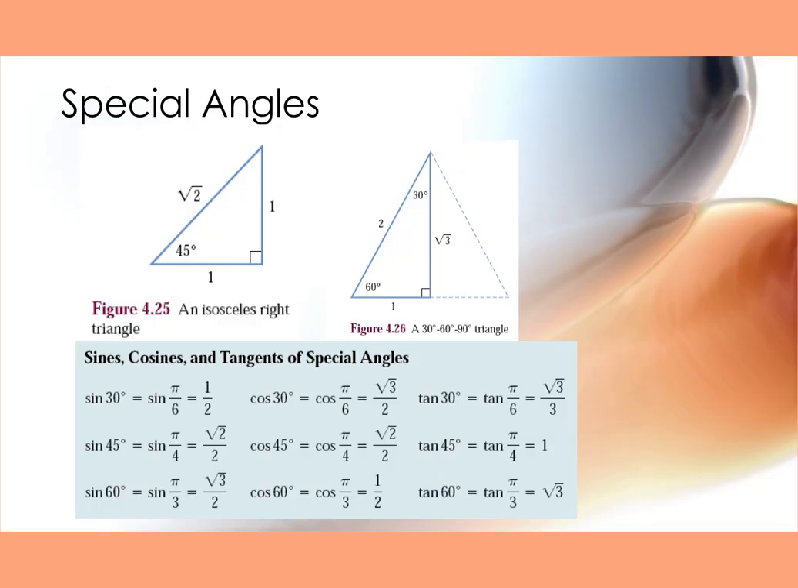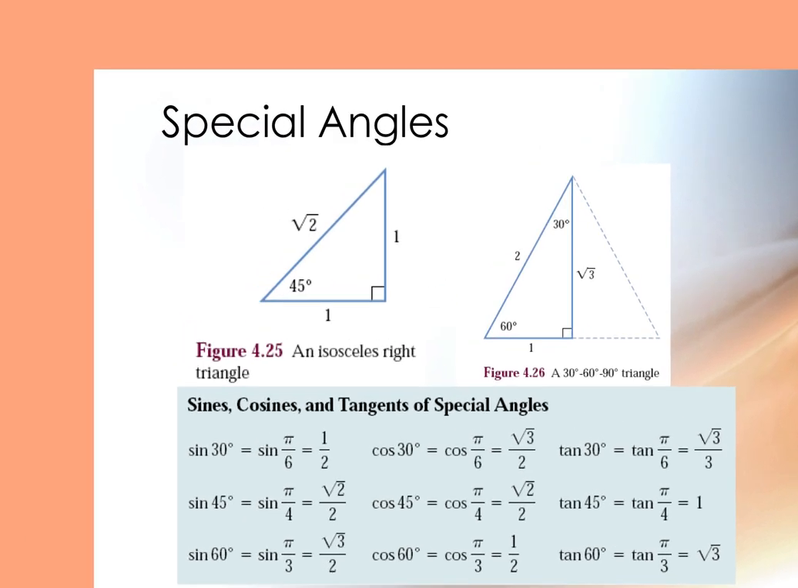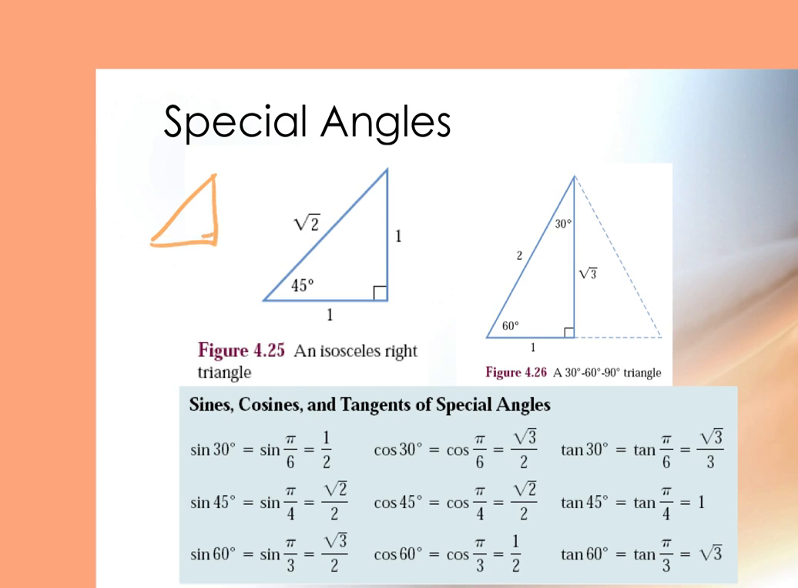All right, now we're talking about 30, 60, 90 triangles and 45, 45, 90 triangles. For a generic 45, 45, 90 triangle, the ratio of the sides is A, A, and A root 2. Any isosceles right triangle, so a 45, 45, 90 triangle, will result in that ratio. Now, if A is 5, then I would know the other A is 5. I would know the hypotenuse is 5 root 2.